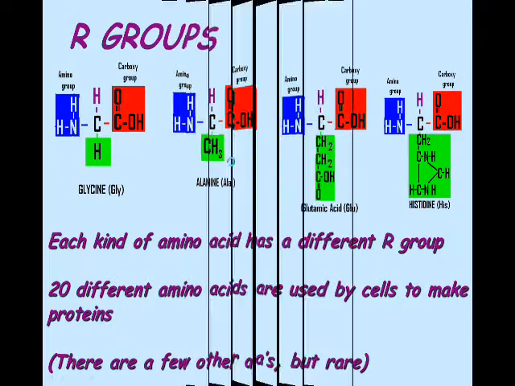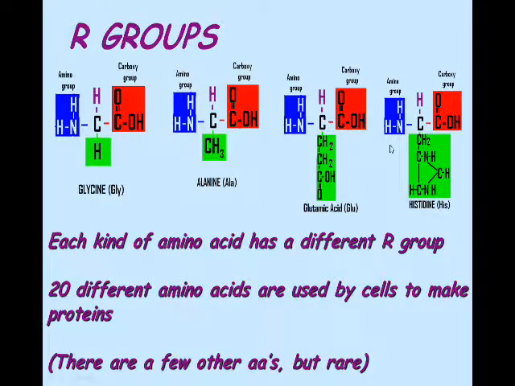Notice the groups can be simple, or they can be long chains, they can have rings, they can be very complicated. There are 20 different amino acids that are used by cells to make proteins. There are a few other amino acids. Think about all the possibilities that we could stick in that spot. But the majority of proteins are made by those 20.